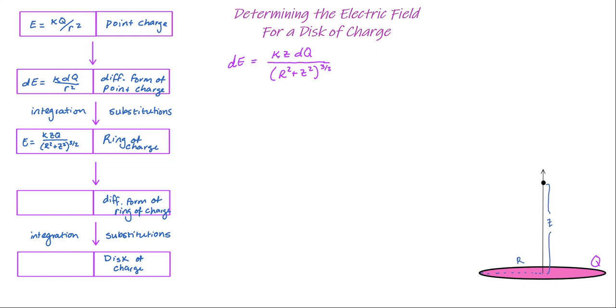Now, all I've shown here so far is that each tiny little contribution of the total Q is making a tiny contribution of the total electric field. I don't have to worry at this point about finding cosine components or anything like that, because this expression that I have for the ring of charge already inherently involves that.